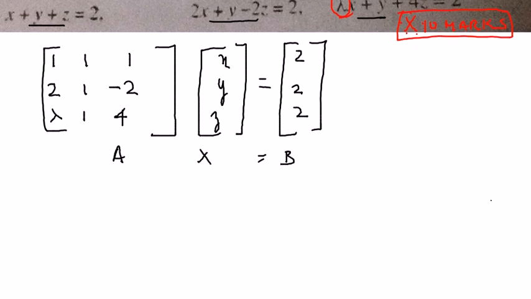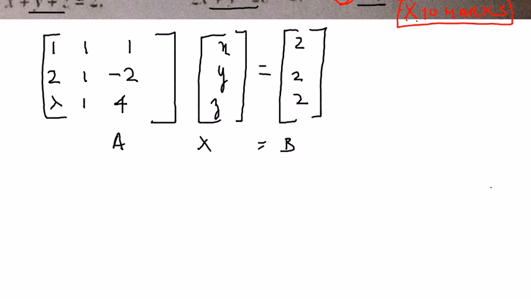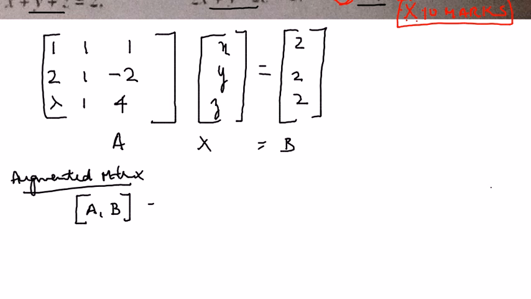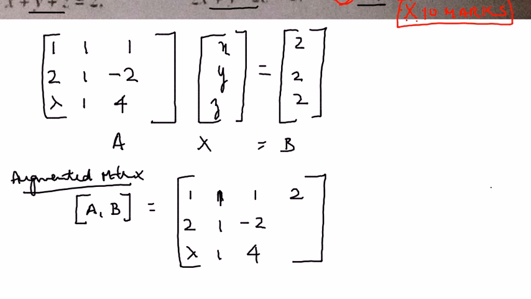To find the consistency using the rank method, the main thing that we have to write is the augmented matrix. Hope you know by now what an augmented matrix is. If not, let me repeat. It's nothing but writing matrix A and B together. In simple terms, that's what it means, right? So if I write matrix A first, 2, 1, minus 2, lambda, 1, 4, and then I'll write the matrix B in this column, 2, 2, 2. So this is how your augmented matrix will look.